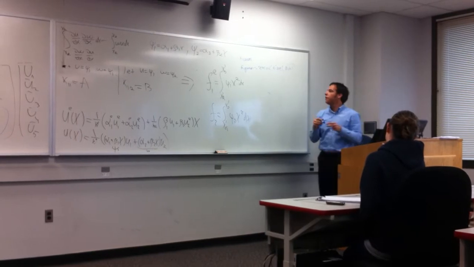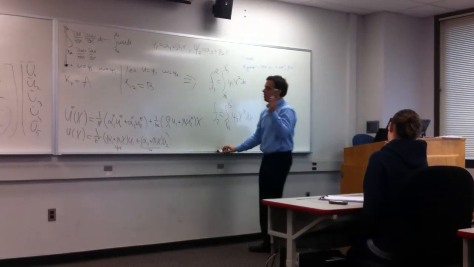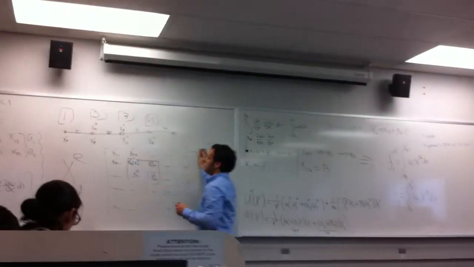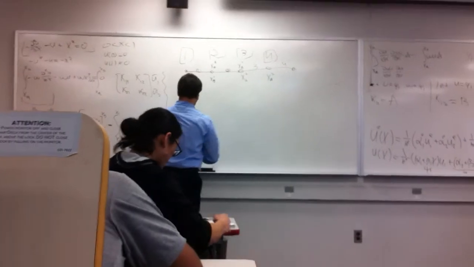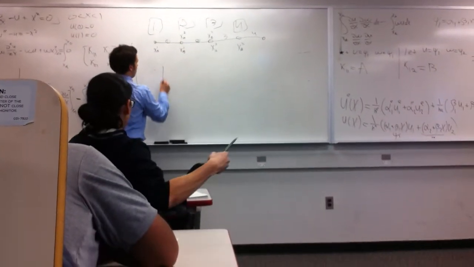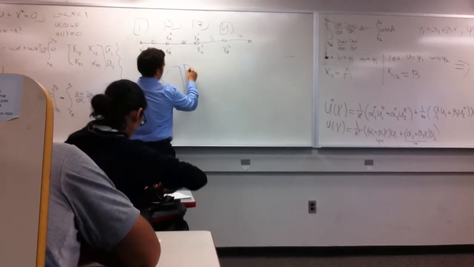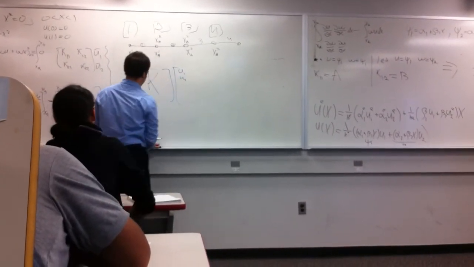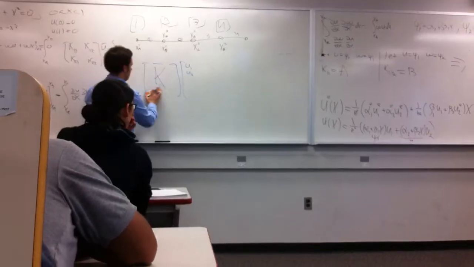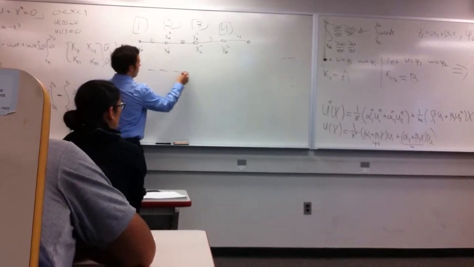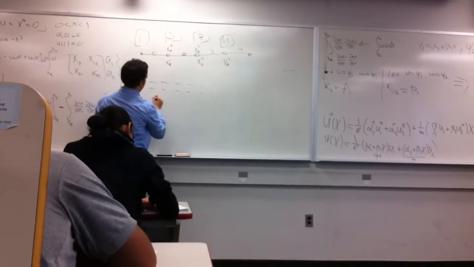Now, at the end of this procedure, you get something that looks like this. So you got your K global times U1, U2. Actually, let me write this out. So again, 1, 2, 3, 4, 5.